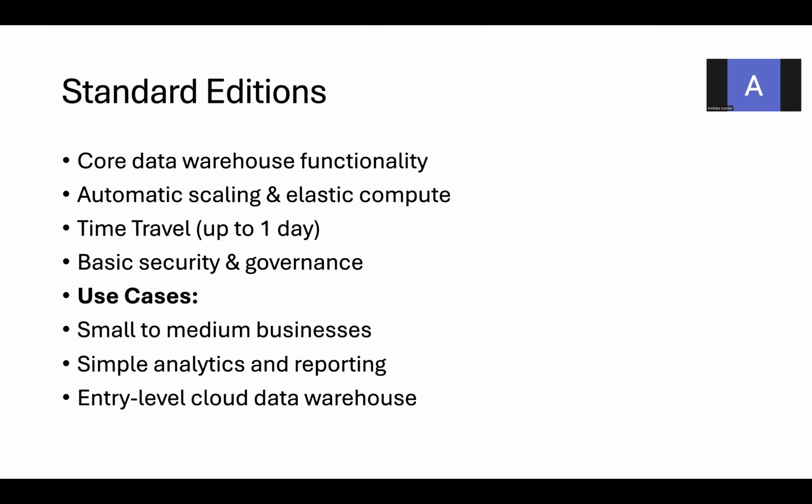Now, standard edition, the core data warehouse functionality. It has automatic scaling and elastic compute. The automatic scaling and elastic compute means upscaling of the warehouse and downscaling of the warehouse. And the elastic compute means increasing the number of the nodes and increasing the number of the warehouse. Those will be taken care of by the standard edition.